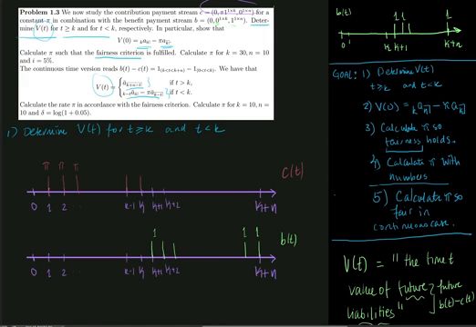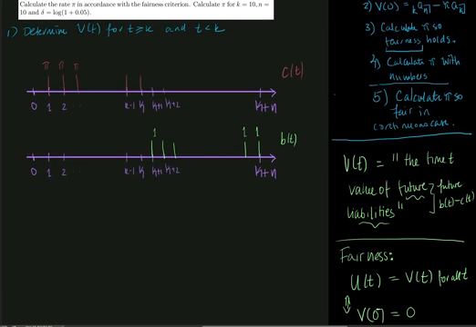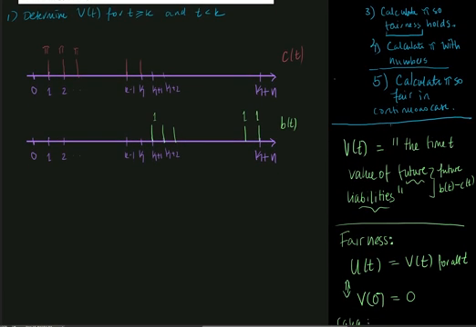So now we are in the first part of problem 1.3 and we want to determine v of t. And what we can see here is we want to determine v of t for two cases. One where we consider a time point after k, and one where we consider the time point t before k.